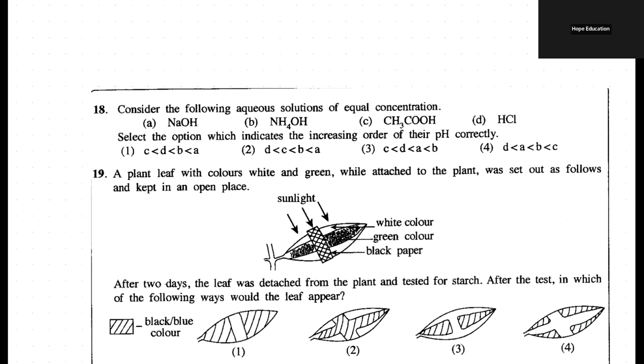Consider the following aqueous solutions of equal concentration: NaOH, NH4OH, CH3COOH, HCl. Increasing order of pH. Generally, when we take acids and bases, which has the lowest pH? Acids have lower pH, and bases have higher pH.